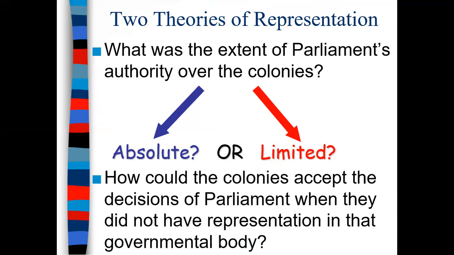Now, we have our two theories about the extent of Parliament's authority over the colonies. Is it absolute or is it limited? Absolute means Parliament has unquestionable authority and can do whatever they want with the colonies and no one can say boo about it. Then there's limited, where they can tell the colonies what to do but have more of a negotiation with the colonies about actually going through with something. But it's one of those arguments that's going to lead to the big fight.